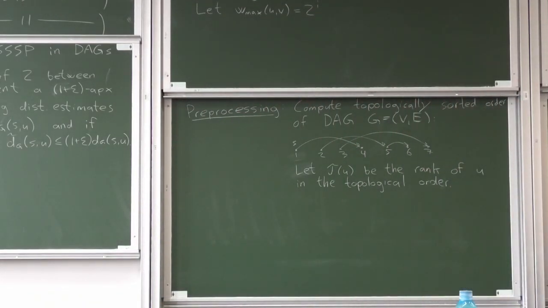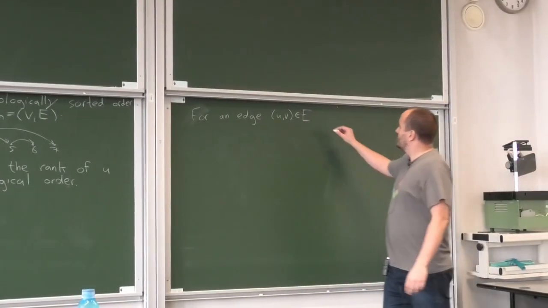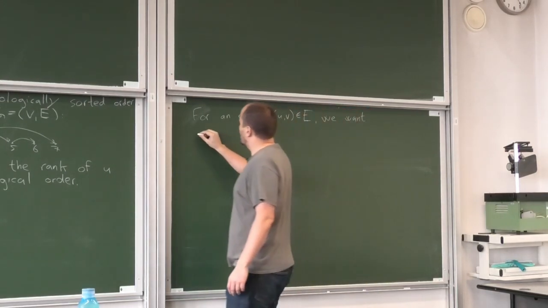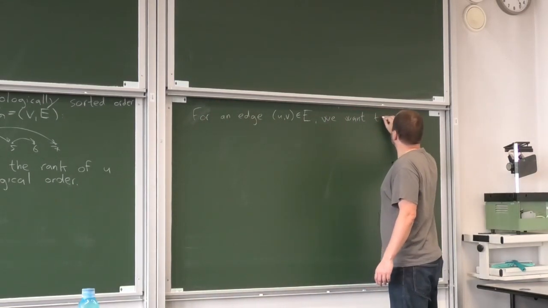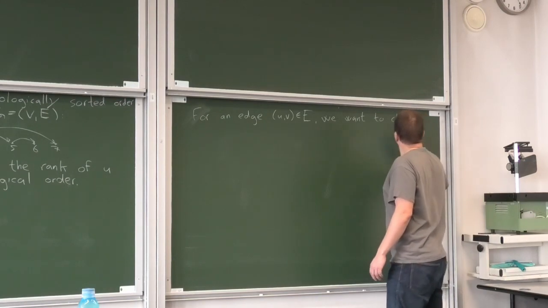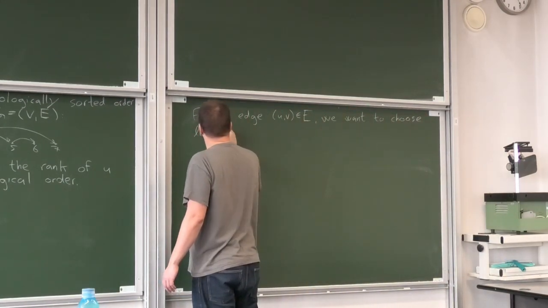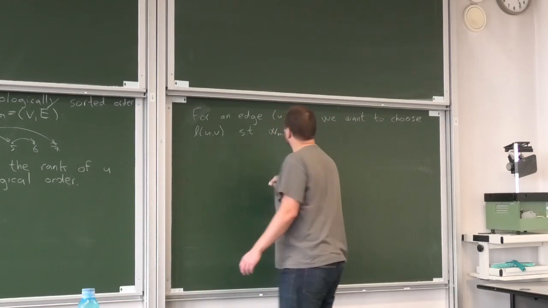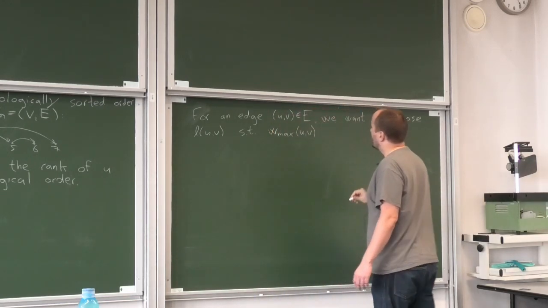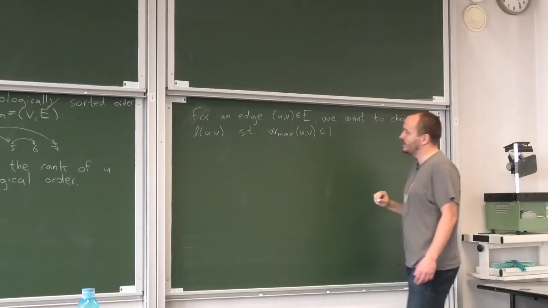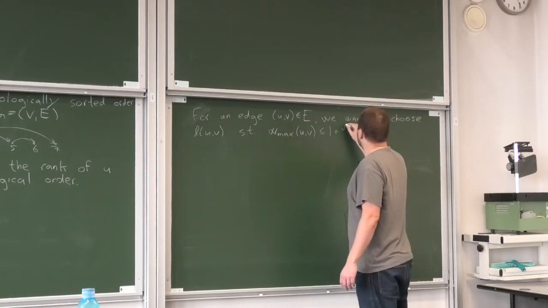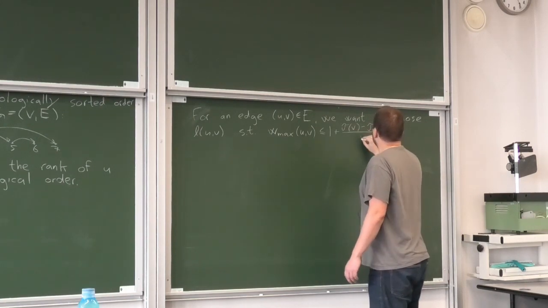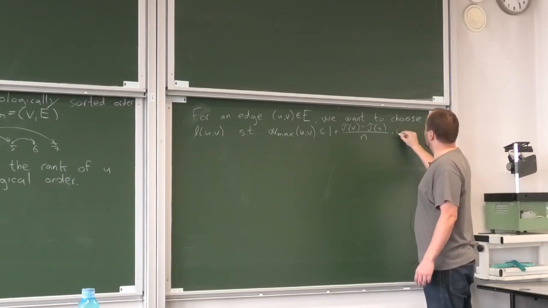Okay. So what I want now is, we'll see this in a moment, but we want to choose L of U comma V such that W max of U comma V will be at most 1, we need at least weight 1, plus tau of V minus tau of U divided by N and multiplied by epsilon B.